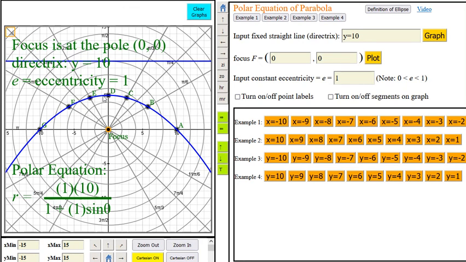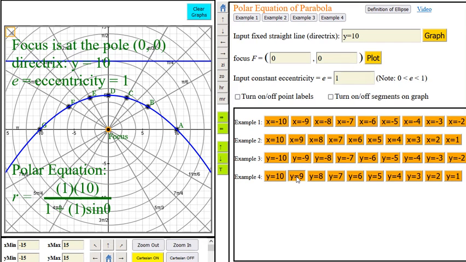Here we have a parabola that opens down. Again, the focus has to be at the pole. Here the directrix is y equal to 10, so the equation will be 1 times 10: 1 for the eccentricity, 10 for the directrix. If it opens down, it'd be 1 plus eccentricity times sine. If it opens up, it'd be 1 minus eccentricity times sine.